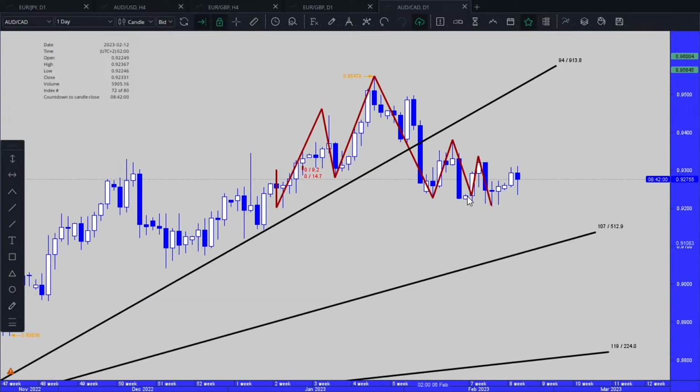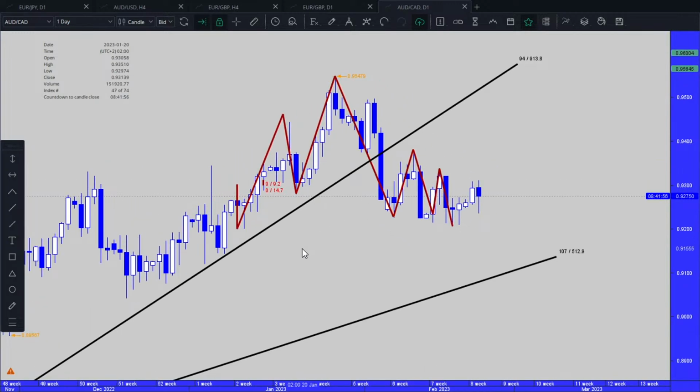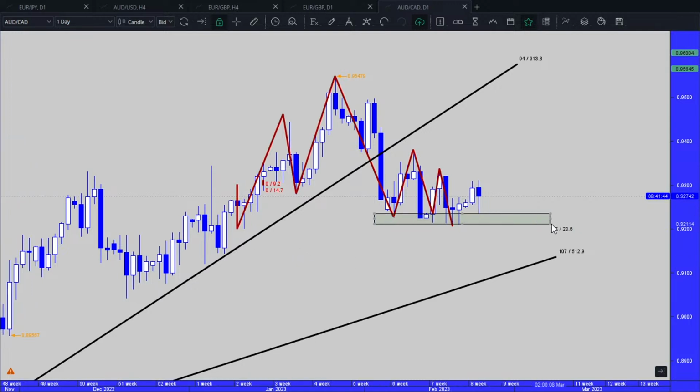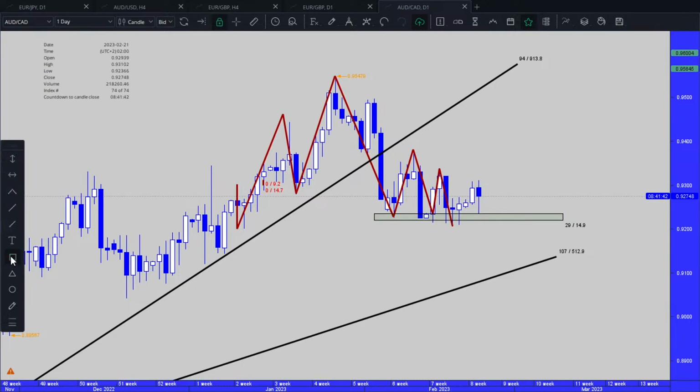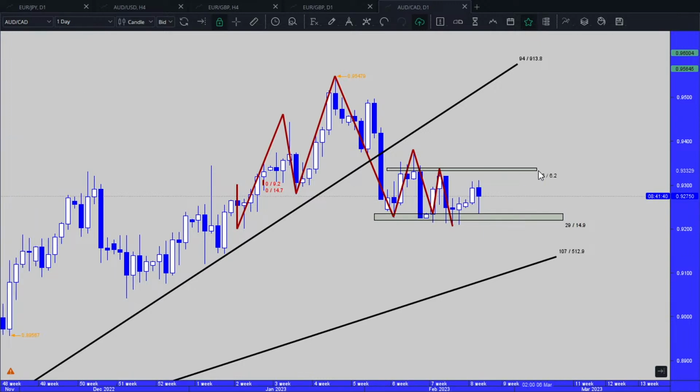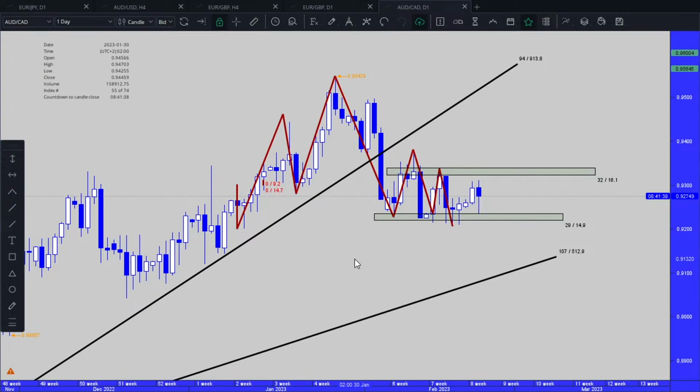How are you going to make pips and money, everybody? How are you going to take advantage of AUD CAD daily chart? Do you want to buy? Do you want to sell? Most likely, just maybe, this market is locked in this tiny consolidation.